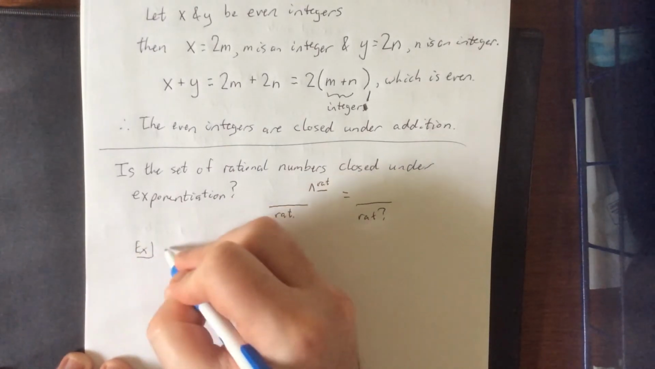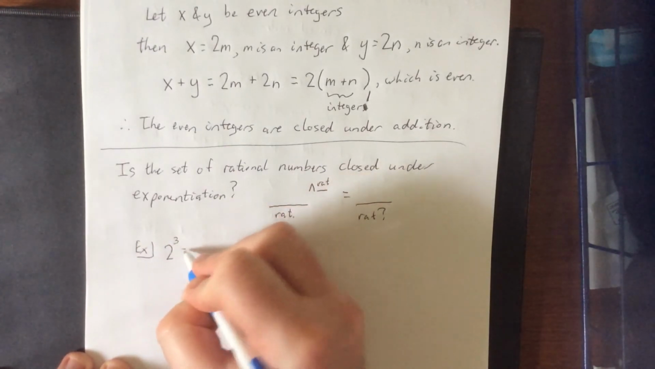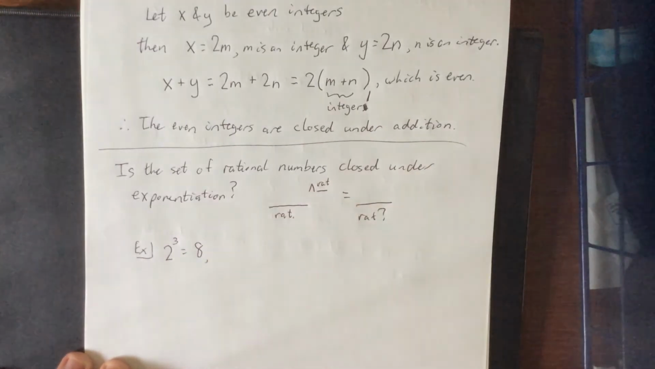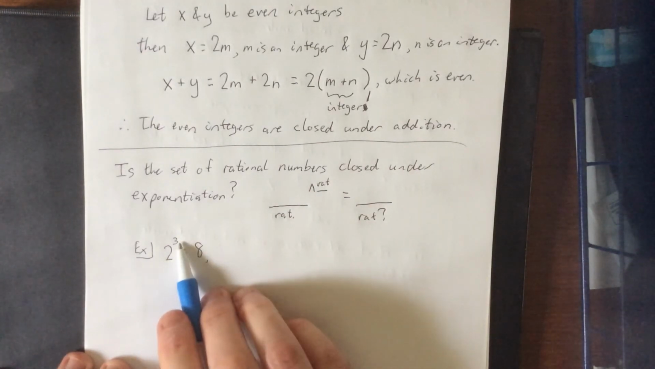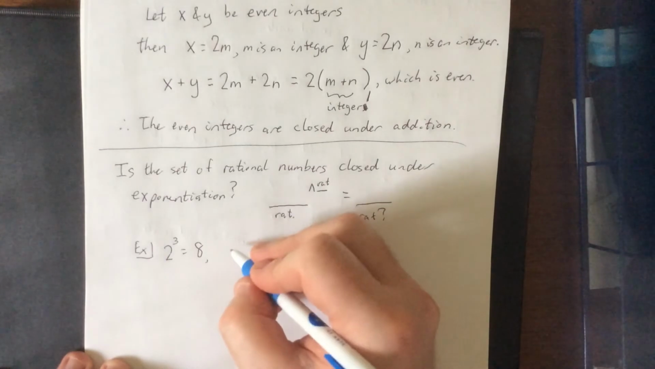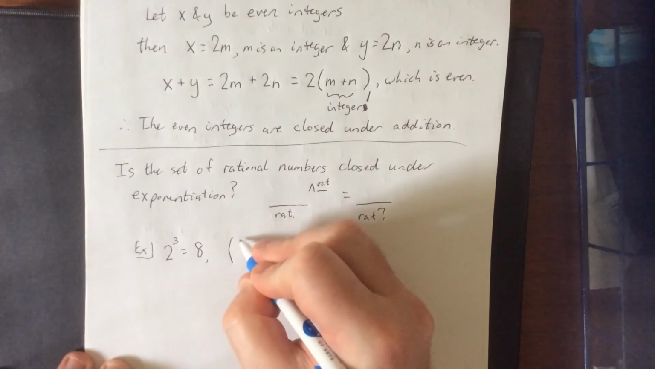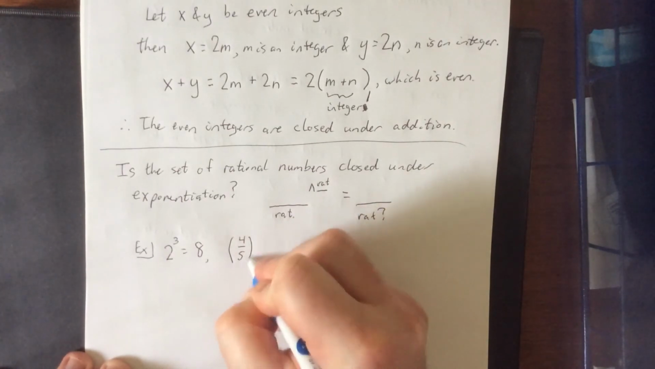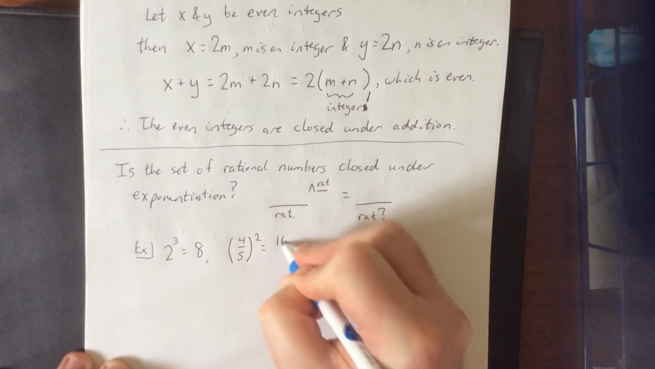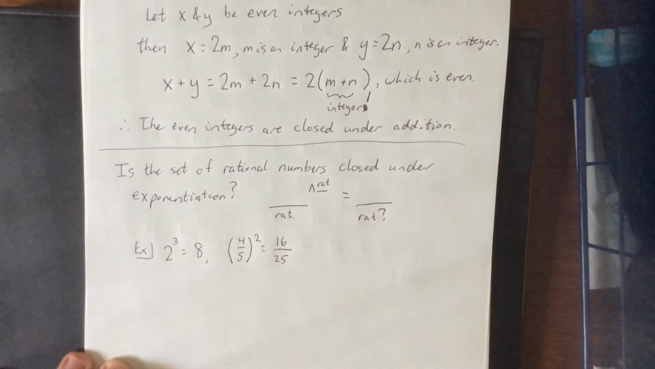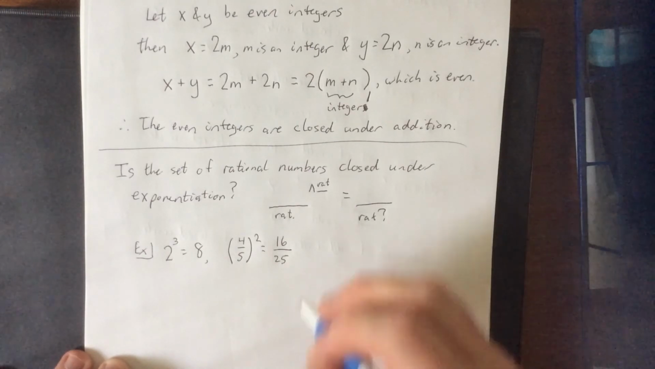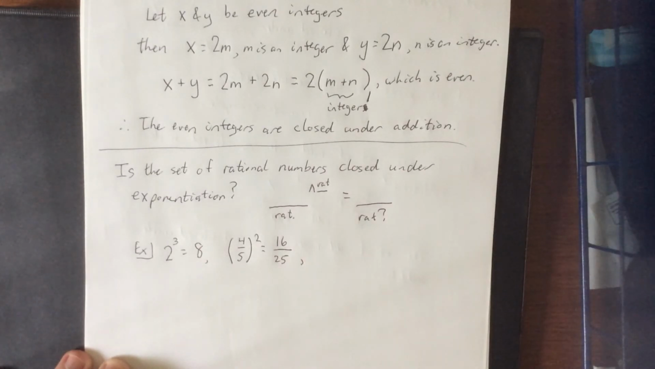So a couple of examples, I could take 2 raised to the third power. That would be 8, which is valid. That's a rational number to a rational power. We get a rational number out of it. I could also take 4/5 and raise it to the second power. We get 16 over 25, which is, again, a rational number. Now, ultimately, it does not matter how many times you show that it's true. The only thing that you would need is one single counterexample in order to show that this is false.